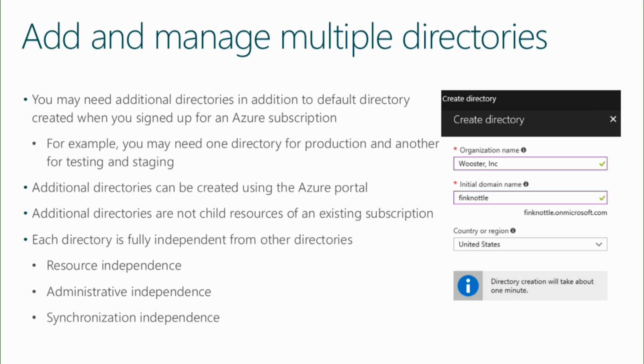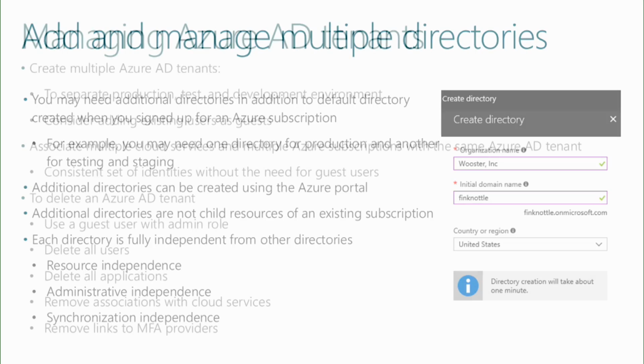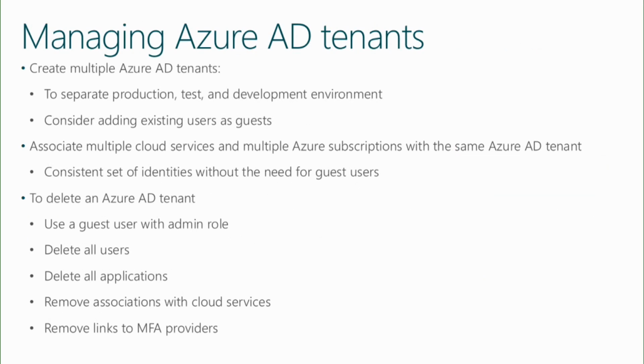Why would you have multiple directories? Well, you want independent resources, you want different administrators, or you have multiple domains you want to synchronize differently. There's all kinds of reasons that you might want to do this. So, some examples. Separate production, test, and development. To have a separate set of user accounts as guests. That, I want them to have an account in my guest directory and then periodically grant those users access to my production directory. I want to have multiple cloud services. Now, creating it is simply a matter of going into the marketplace, creating a new instance of Azure Active Directory.